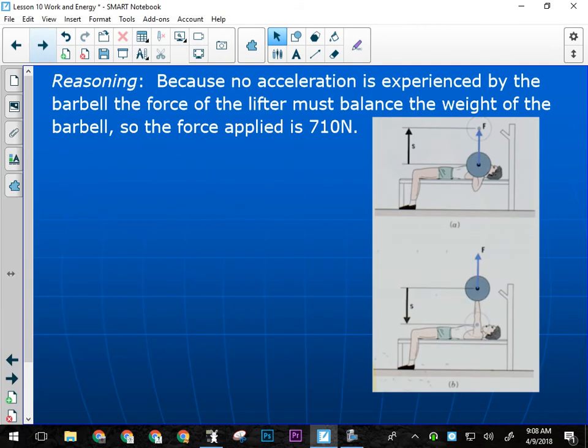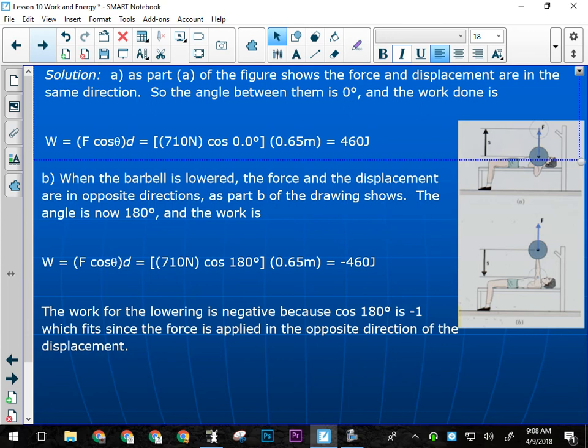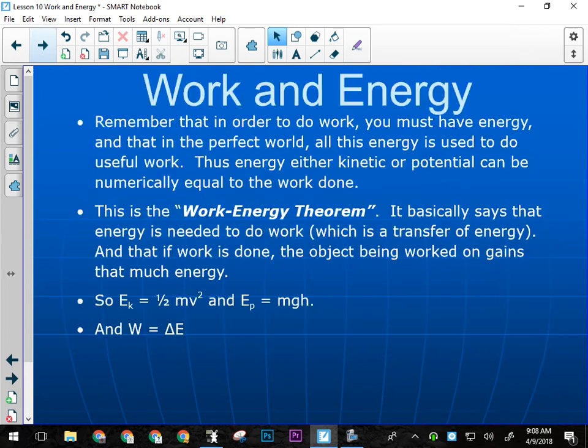All right. So this is what we just talked about here. There's no acceleration, so we're only changing the potential energy of the barbell. So the force is 710 newtons. And then when we lower it back down, the angle is 180 degrees, so we get negative 460 on that one. All right.